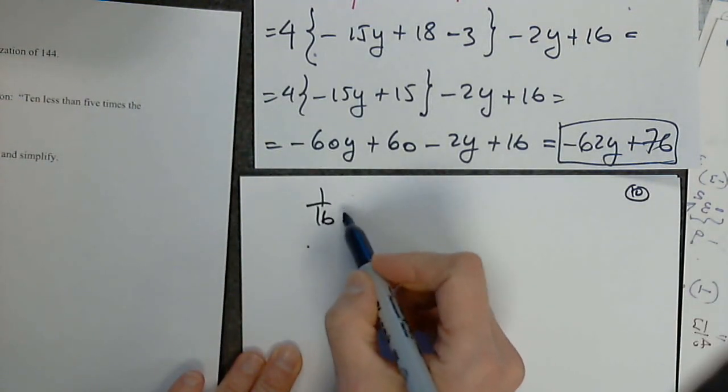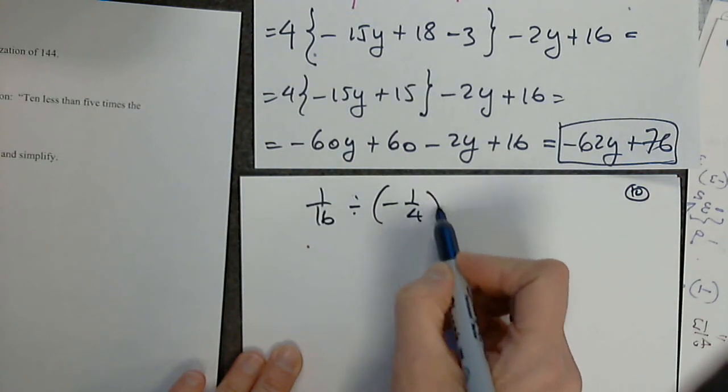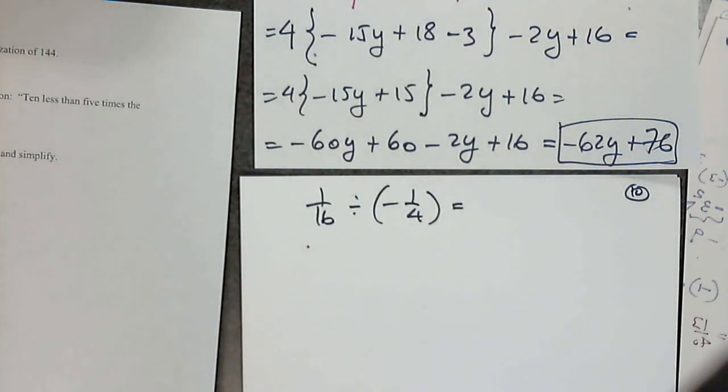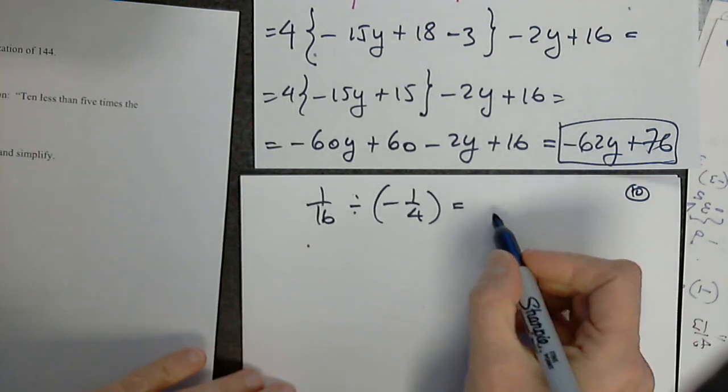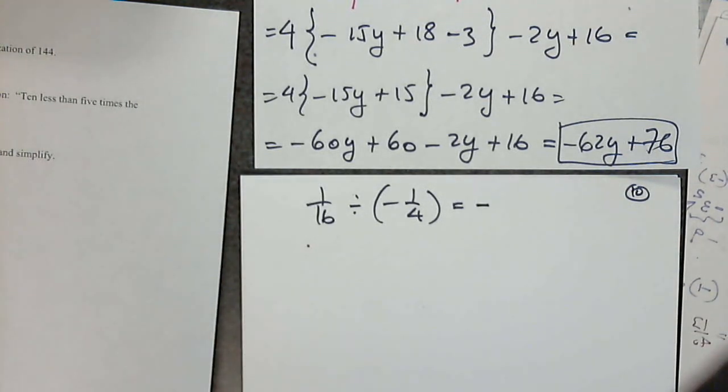So we have 1 over 16 divided by negative 1 over 4. This is what I would have done with this problem. I'm looking at the first number, it is positive. I'm looking at the second number, it is negative, and I am dividing them, which means the answer must be negative. I will take care of this symbol right away, so I don't have to worry about it later.